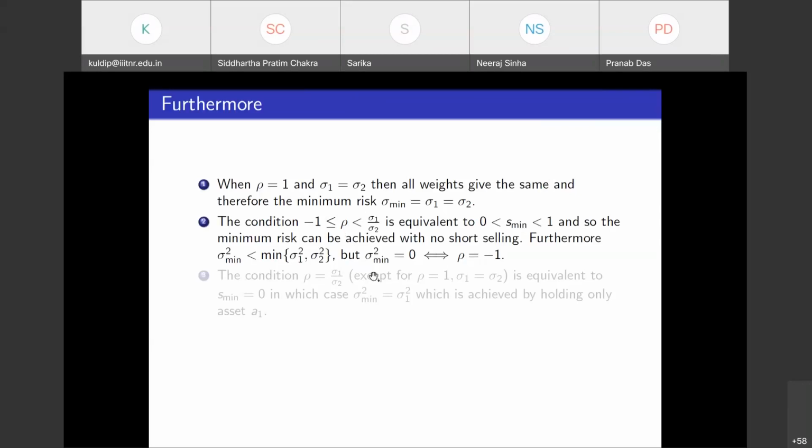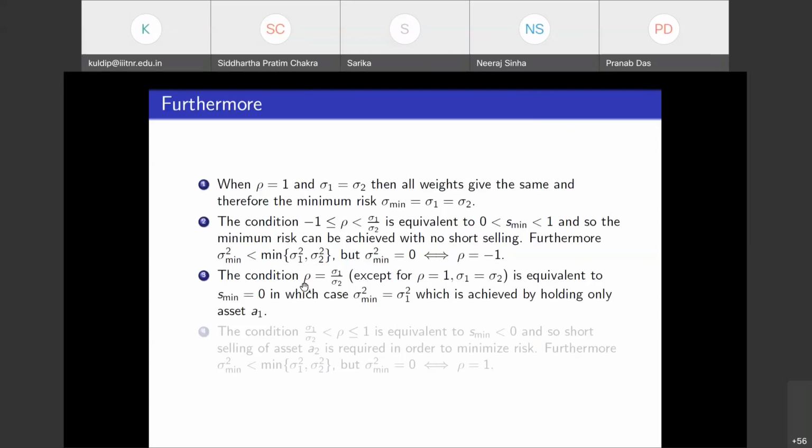Now, if your rho is strictly less than sigma 1 by sigma 2, but greater than or equal to -1, then your S mean will lie strictly between 0 and 1. So obviously 1 minus S mean will lie strictly between 0 and 1. So that means your weights are positive, with no short selling.